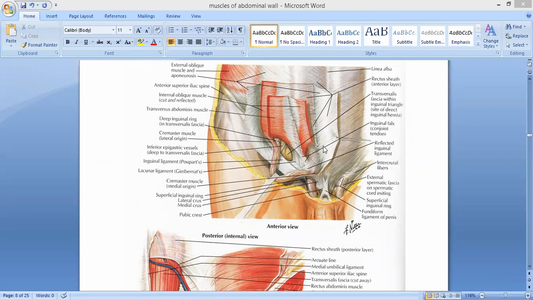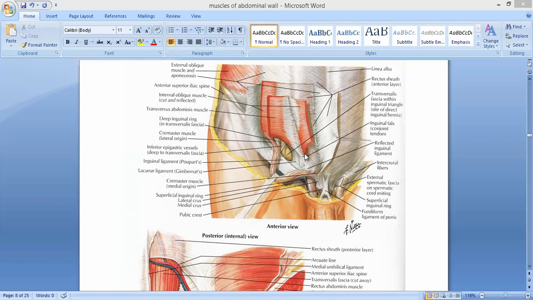We have already studied the conjoint tendon, no problem in this. How is the conjoint tendon formed? By the lowest aponeurotic curved fibers of the internal oblique with the transversus abdominis muscle, okay? And where is it attached? It is attached to the pubic crest and to the pecten pubis, right?